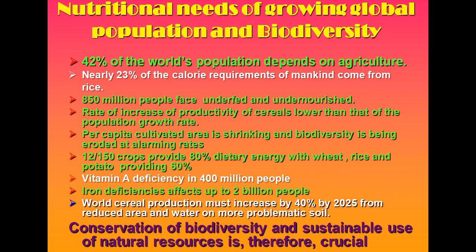Now, what is actually meant by biodiversity? Bio means life, diversity means variety. So for everything, a human being is depending on biodiversity. For example, 42% of the world population depends on agriculture, and nearly 23% of our food or energy requirement comes from rice. And we use a lot of varieties of vegetables and crops for our survival.